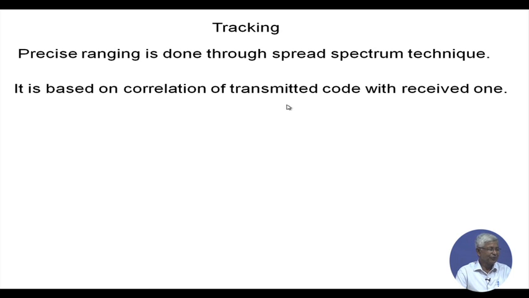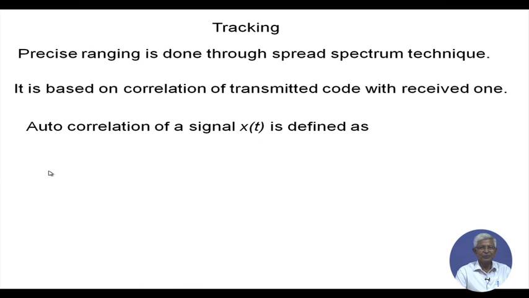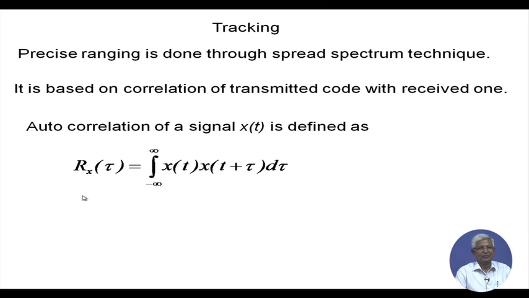It is based on a correlation of the transmitted code with the received one. Autocorrelation of a signal x(t) is defined as the autocorrelation function Rx(tau), which is the integration from minus infinity to plus infinity of x(t) times x(t plus tau) dt.